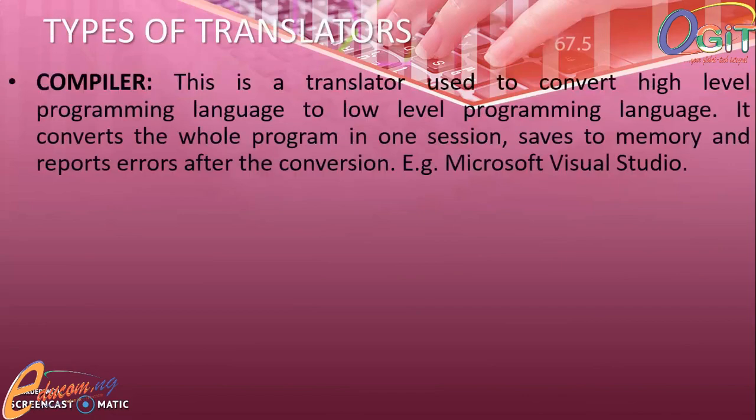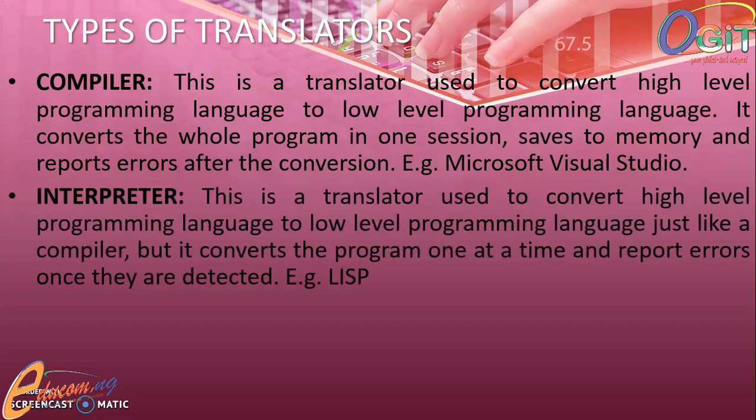Now let's discuss the types of translators that we have. The first one is a compiler. A compiler is a translator used to convert high-level programming language to low-level programming language. It converts the whole program in one session, saves to memory, and reports errors after the conversion. Example is the Microsoft Visual Studio.